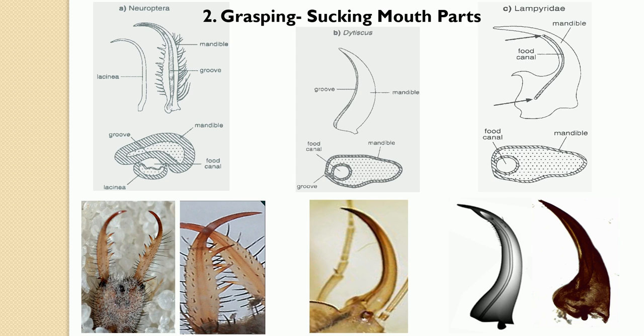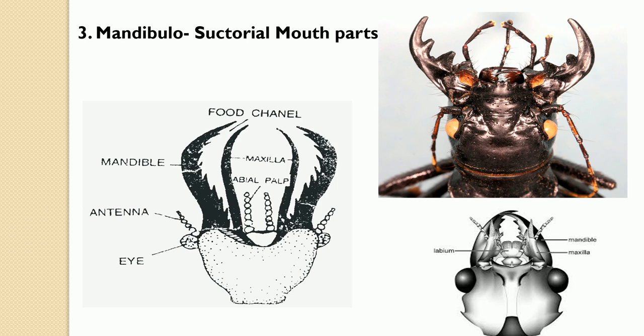So this is the second modification, or the second subtype, of the chewing mouthpart, known as grasping and sucking. Whatever modification is there, that modification is with the mandible. Now the third subtype of mouthpart is the mandibulo-suctorial mouthpart. This subtype of chewing mouthparts is found in some neuropteran insects, for example the ant lion, and it is also found in some coleopteran insects. It is again a peculiarity of predatory insects.